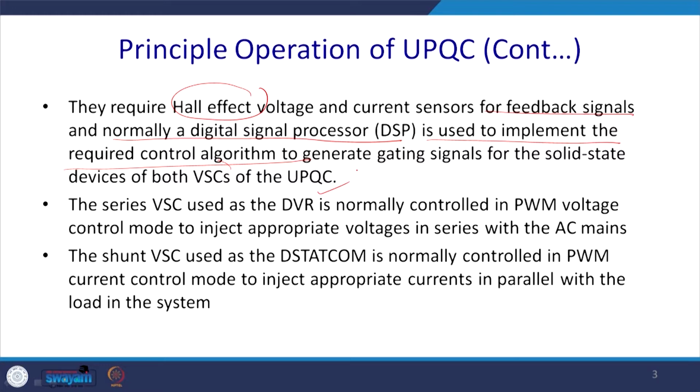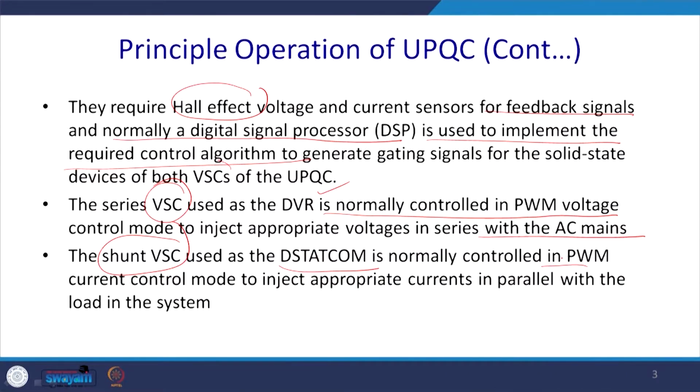The series part of it, used as a DVR, as mentioned in previous lectures, is normally controlled in PWM voltage control mode to inject the appropriate voltage in series with the AC mains to boost up the voltage, and it can inject in quadrature with the current or in phase with the current depending on the control strategy of the UPQC.